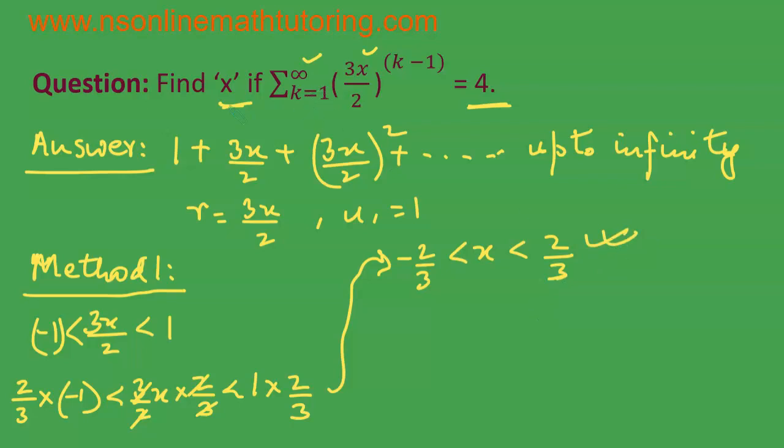But the question does not say to find the possible range of values for x. This is giving you the range of values that x may have. But we do not know the value of x for which this series will be having a value of 4. So, I would ask you not to go for this method, because this method is giving you a range of values and the question asks you to give the specific value of x which will be making the series value equal to 4. Okay, so now we come to method number 2.